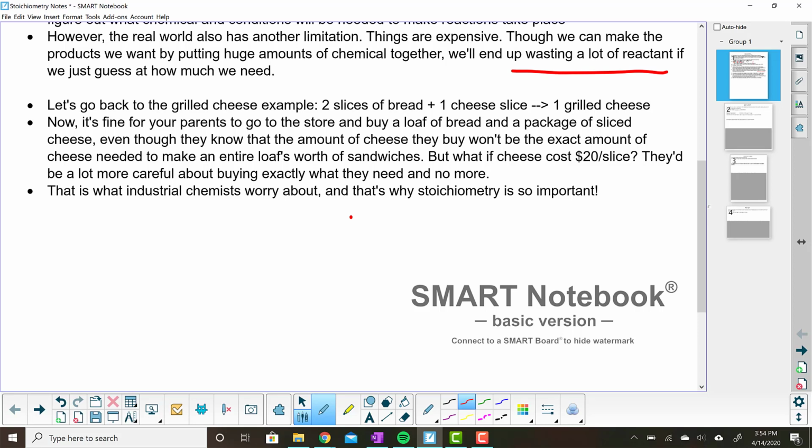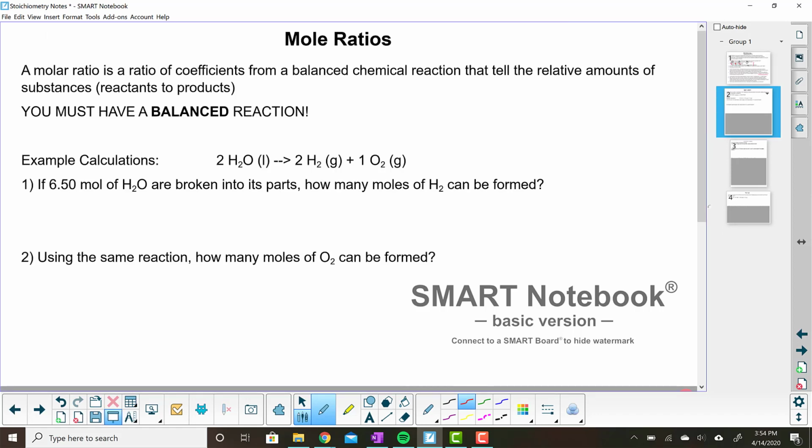But what do these calculations look like? I'm sure you guys are scared because stoichiometry is a huge word, but so is anti-disestablishmentarianism, right? It doesn't have to scare you. So let's talk about how to do these conversions.